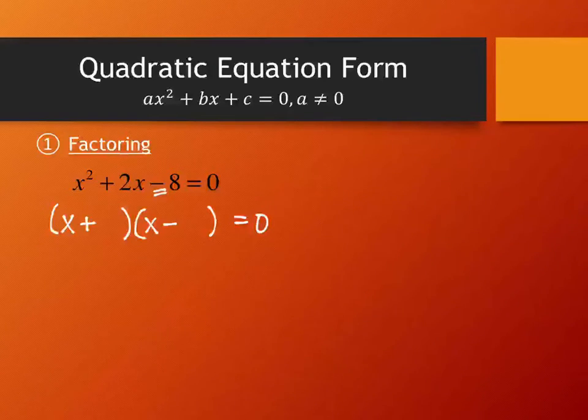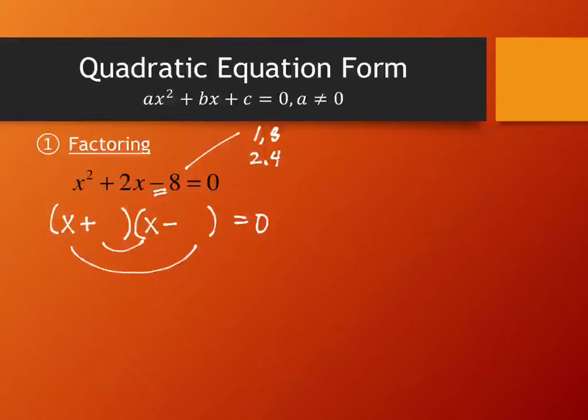So I need two numbers that multiply to 8. I already mentioned that's either 1 and 8 or 2 and 4. Right? Those are the only options. And I need to place them in such a way that when I do the inner term and the outer term, I end up getting a positive 2.